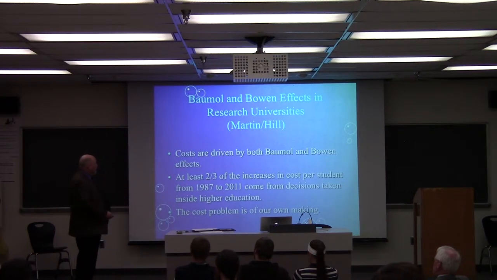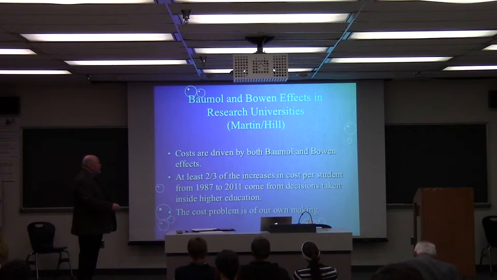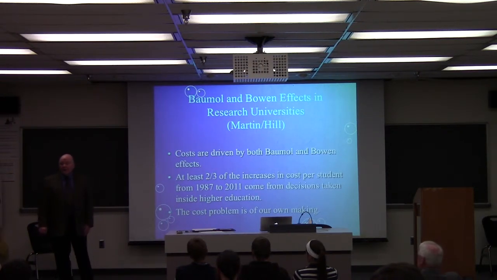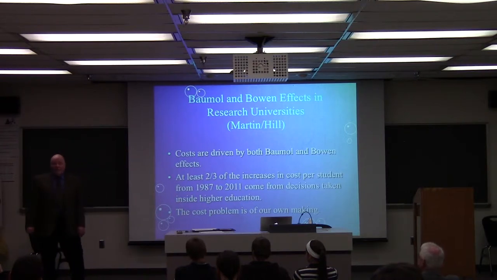And what we found in that is at least two-thirds of the increase in cost per student from 87 to 2011 come from decisions taken inside higher education. In other words, it's Bowen's rule. So, they both influence cost, but clearly the most important influence on cost is Bowen's rule.